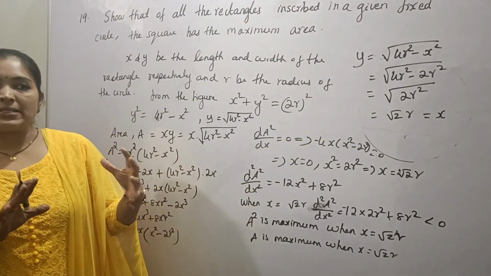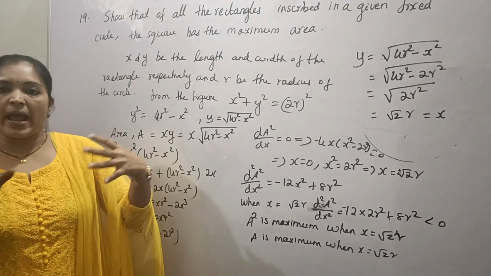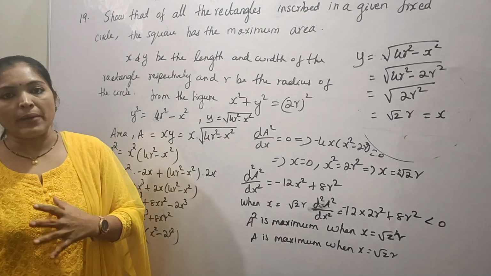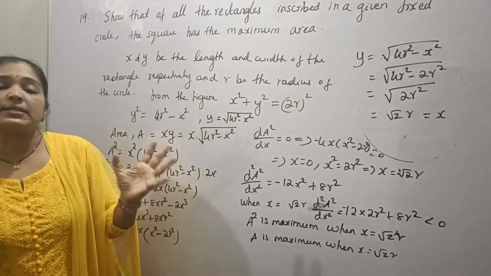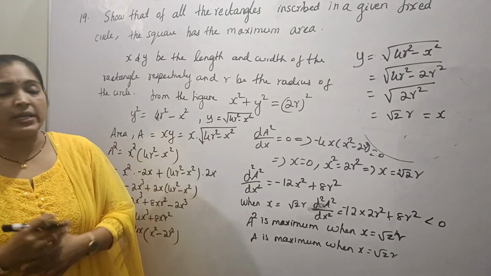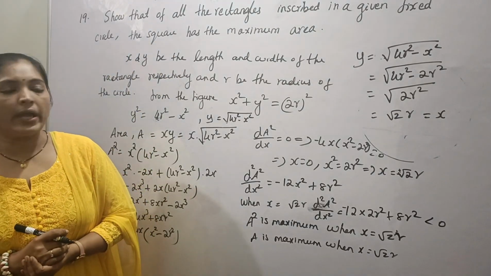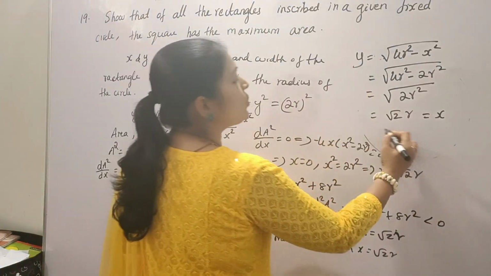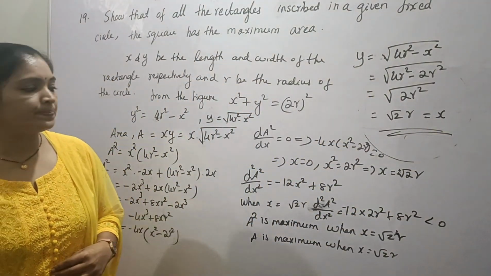So y is equal to x means length is equal to width. In that case, when the area is maximum, that rectangle is nothing but a square. That is why the square has the maximum area. So x is equal to y, therefore the square has the maximum area.